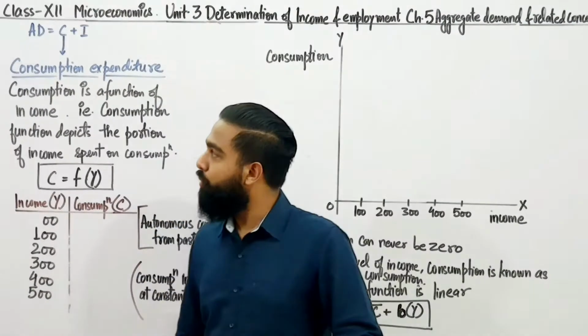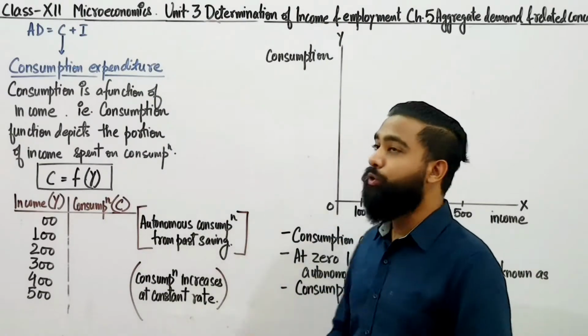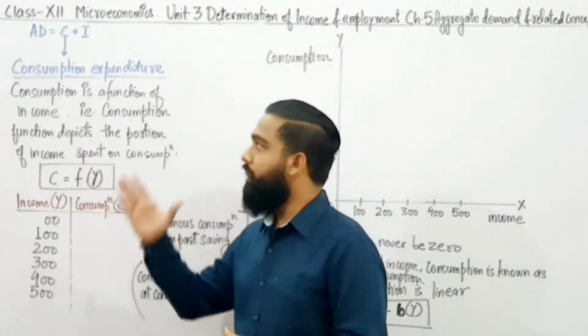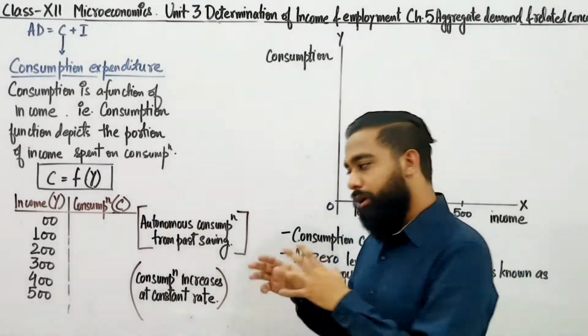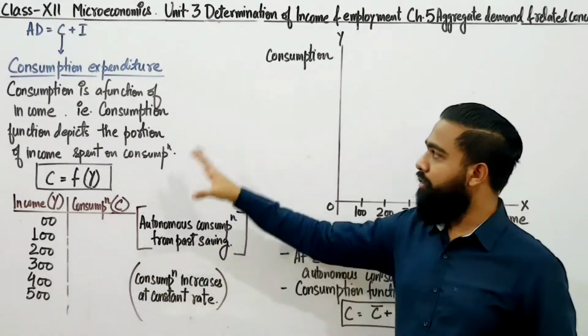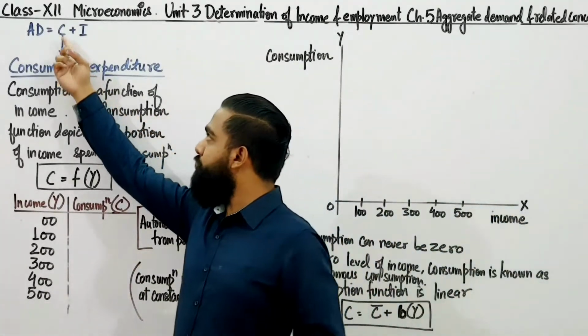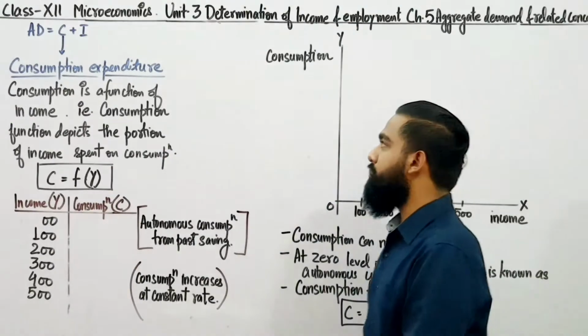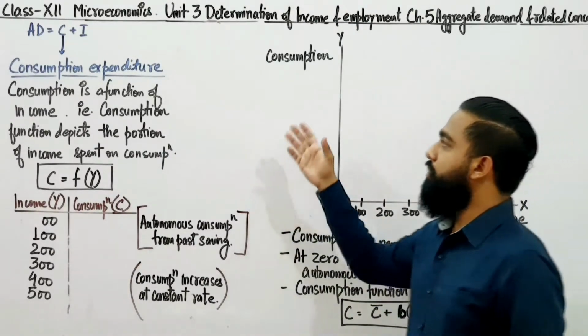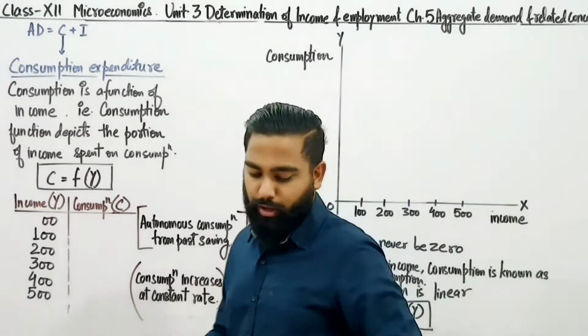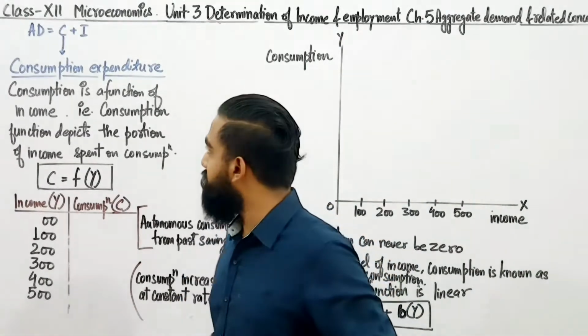Students, as you all know, to study this whole unit, we need only two sectors, which is C plus I. Fine. AD is equal to C plus I. Now, in this video, we are going to start the C. This part, the C portion of this formula, which is consumption expenditure. So, today in this video, we are going to learn about the consumption expenditure.